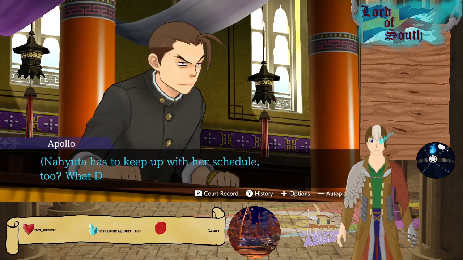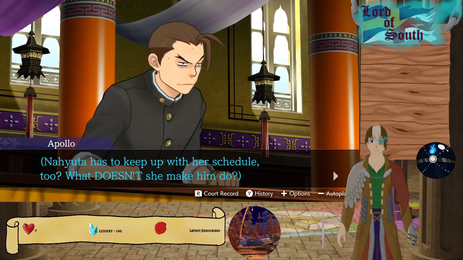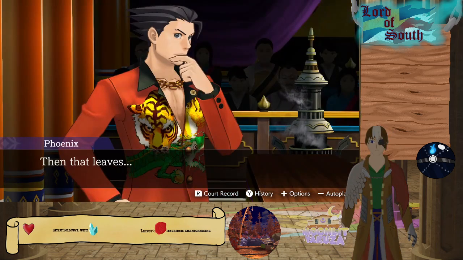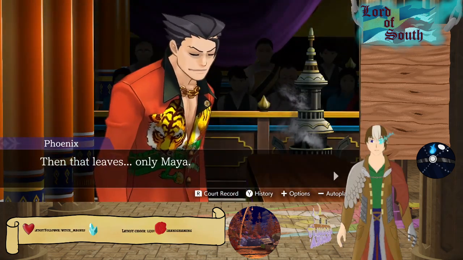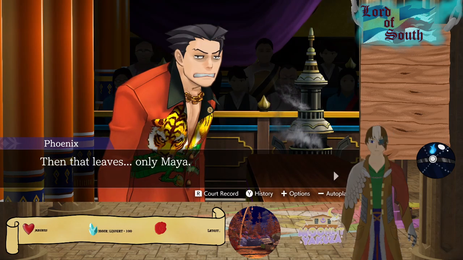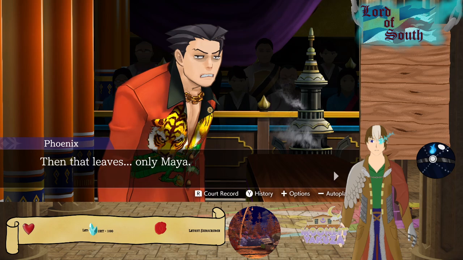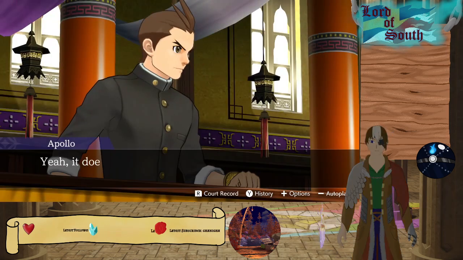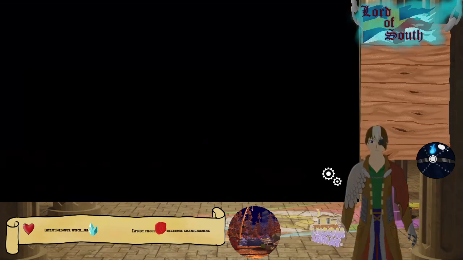Ga'ran has to keep up with her schedule too. What doesn't she make him do? I hope she doesn't make him clean her, like wipe her... Dear Lord. That leaves only Maya. Yeah, it does.